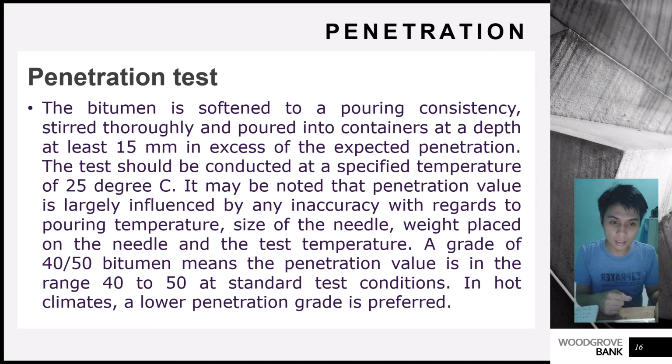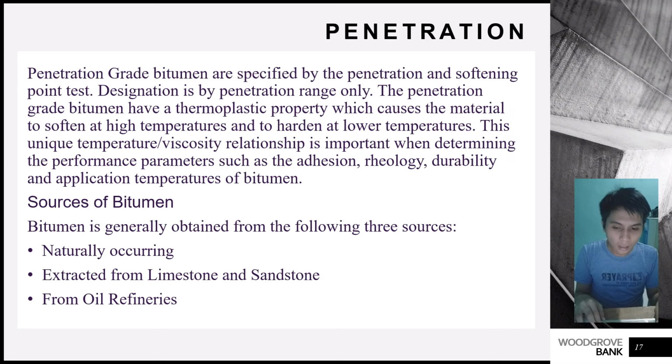The test should be conducted at a specified temperature of 25 degrees Celsius. It may be noted that the penetration value is largely influenced by any inaccuracy with regard to pouring temperature, size of the needle, weight placed on the needle, and the test temperature. A grade of 40 to 50 bitumen means the penetration value is in the range 40 to 50 at standard test conditions. In hot climates, a lower penetration grade is preferred.